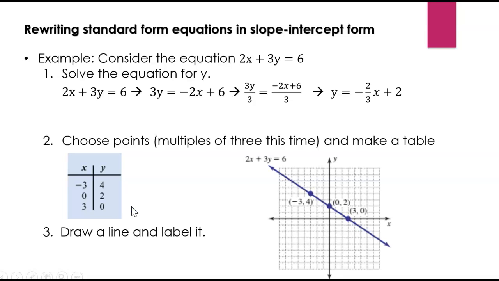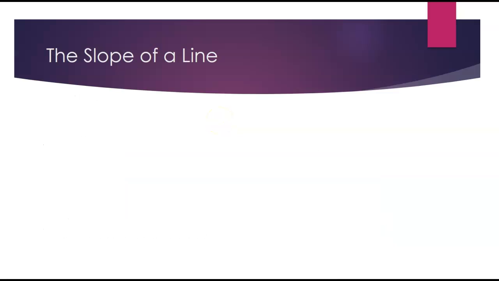If we draw and label the line, we find that we have negative 3, 4, 0, 2, and 3, 0 lining up. We draw the line completely from end to end with arrows and as straight as possible, and label the equation 2x plus 3y equals 6. So that is how you solve an equation that's in standard form and rewrite it in slope-intercept form and then graph it. We're going to move on to a very important topic called the slope of the line.